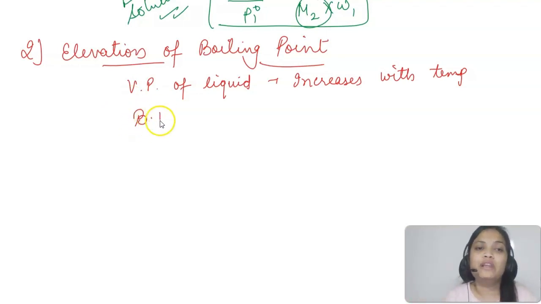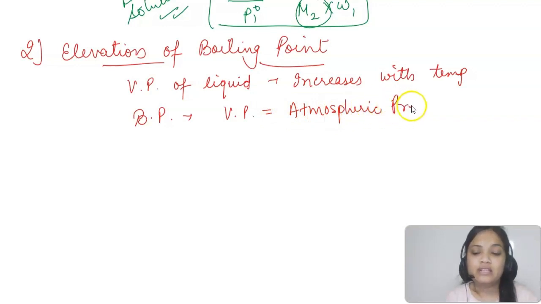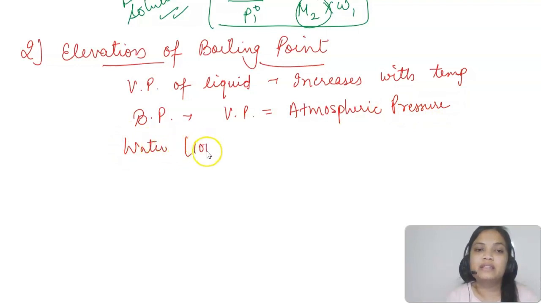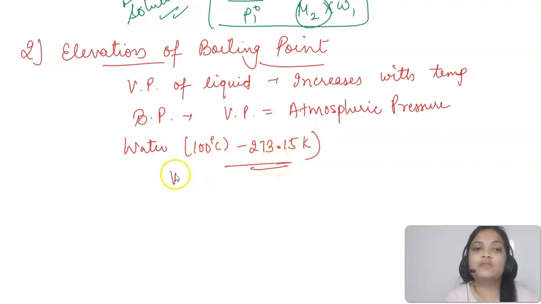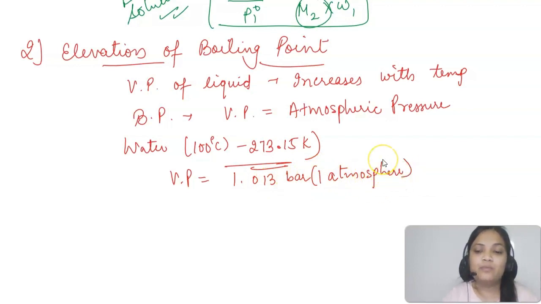So you know, the boiling point of a liquid is that temperature at which the vapor pressure becomes equal to the atmospheric pressure. For example, water boils at 100 degrees Celsius, meaning 373.15 Kelvin, right? At this temperature, the vapor pressure of water is 1.013 bar, which is your atmospheric pressure, or 1 atmosphere, right? So that's why it's the boiling point of water. All right, that is the case.